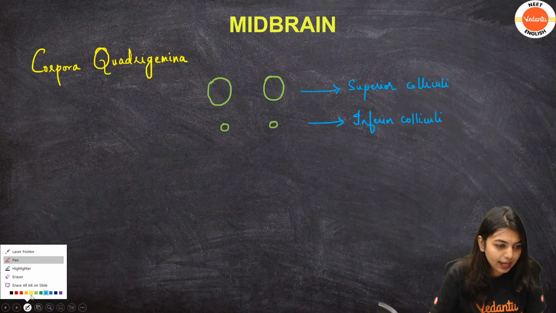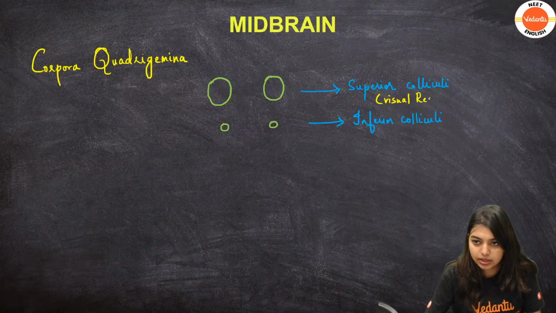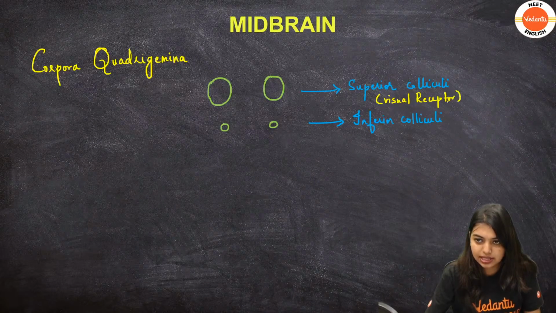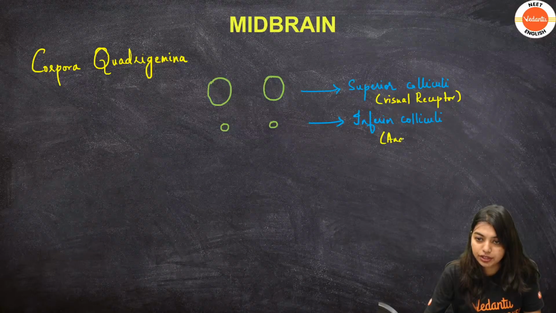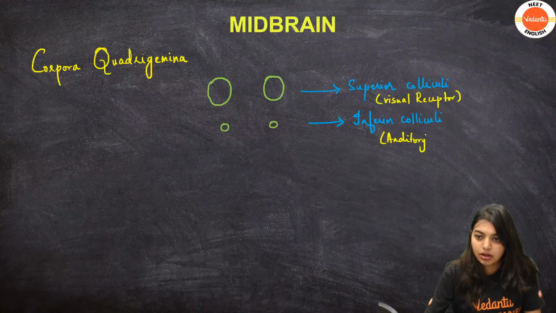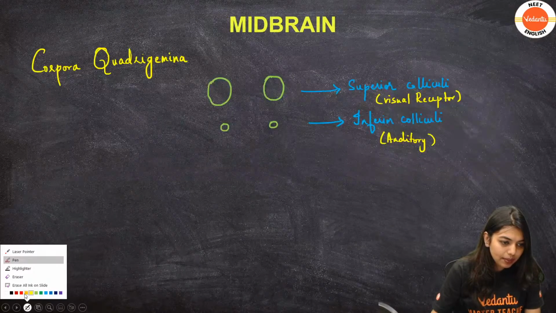Now, what do they help with? The superior colliculi is basically a visual receptor. It helps in seeing. And the inferior colliculi helps in hearing, the auditory function. Now, students, how does this help? I will show you.